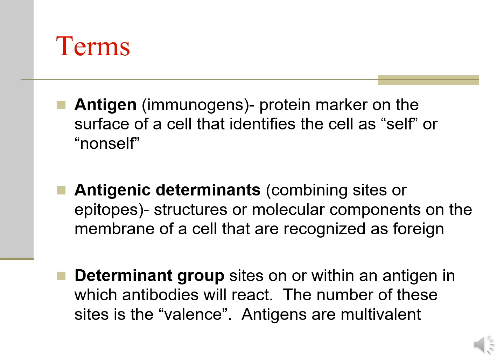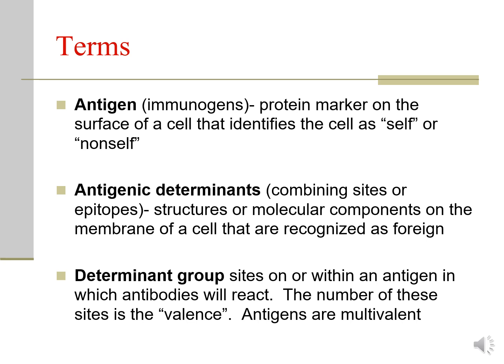Antigen, this is also known as an immunogen. This is a protein marker on the surface of a cell that identifies the cell as self or non-self. Antigens are capable of provoking an immune response. What I mean by that is you're going to see symptoms in your patient, and your patient is also going to make antibodies.